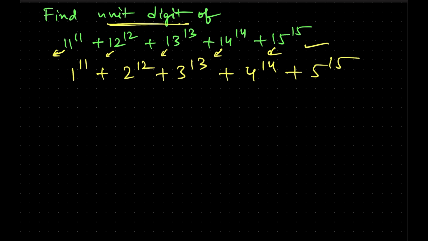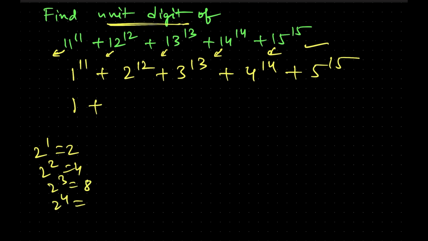So for 1 we know that at the unit place we will get 1 only. For 2 we know that 2 to the power 1 is 2, 2 to the power 2 is 4, 2 cubed is 8, 2 to the power 4 is 6, and again 2 to the power 5 we get 2. So here 12 will be a multiple of 4, so we will get 6 at the unit place.